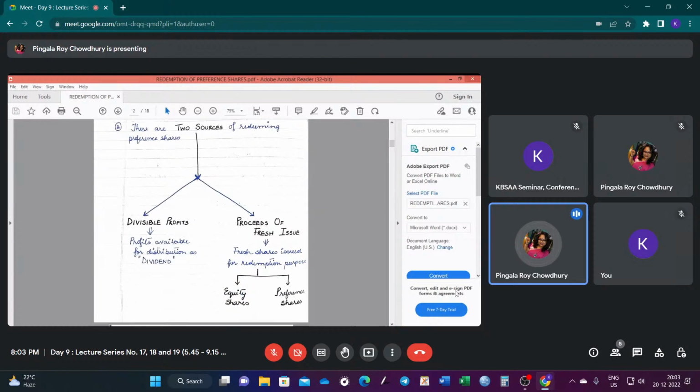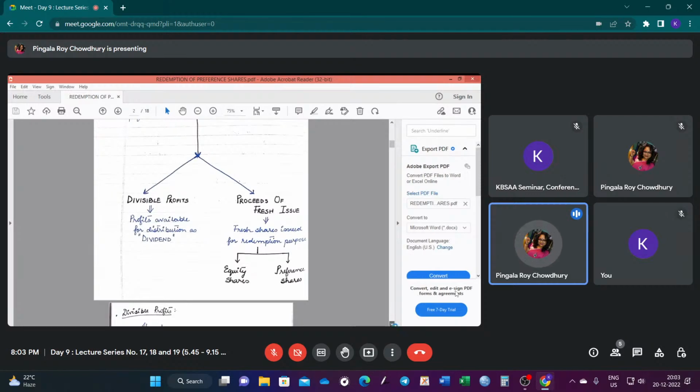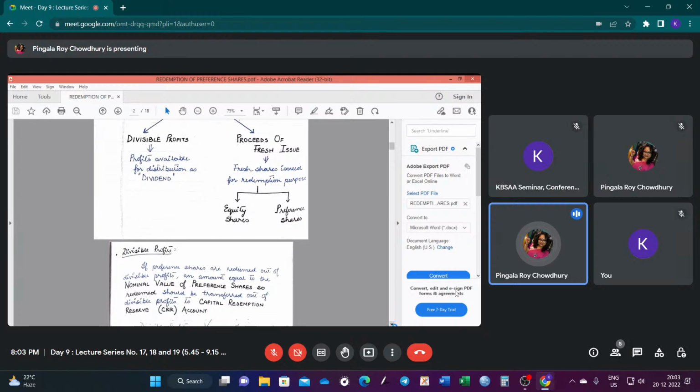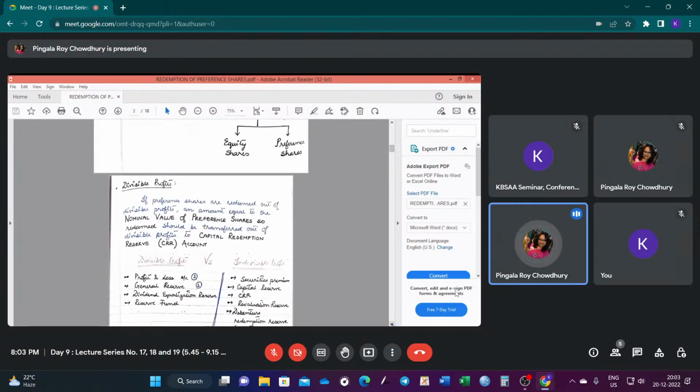And the second source is the proceeds of fresh issue. By fresh issue, I mean issue of both equity shares as well as preference shares. The amount raised from the issue of both equity shares and preference shares can be utilized for the purpose of redemption. Now, coming into the details, as I said, divisible profits are those profits which are available for dividend.